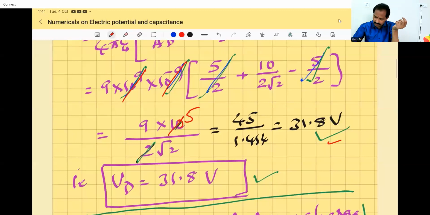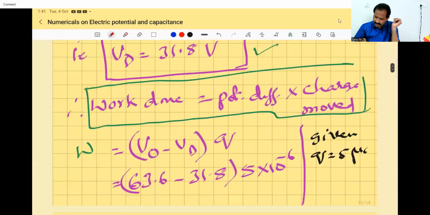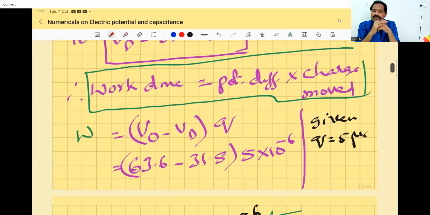Potential difference. Look at that. We have one formula for work done: potential difference into charge moved. Is it clear? Now, what is work done equal to? Potential difference means what? VO minus VD. Potential at one point minus potential at another point, into charge moved, which is Q. What is VO? 63.6 minus what is VD?